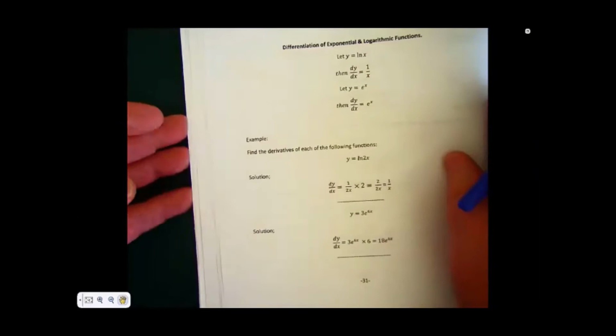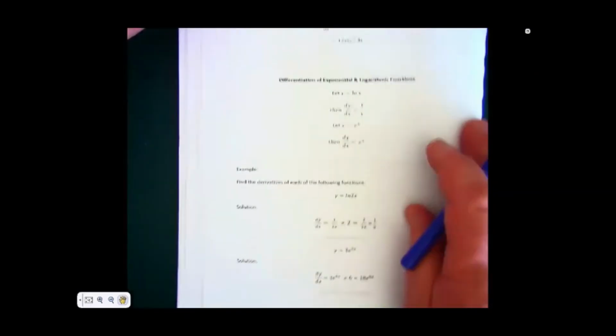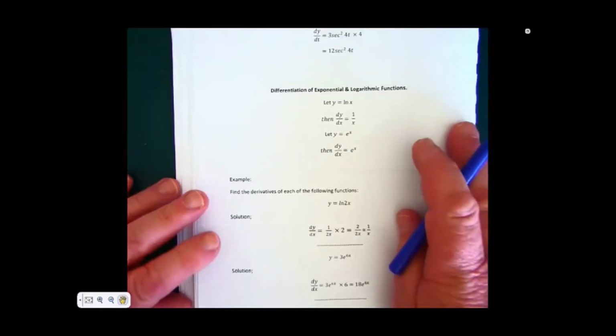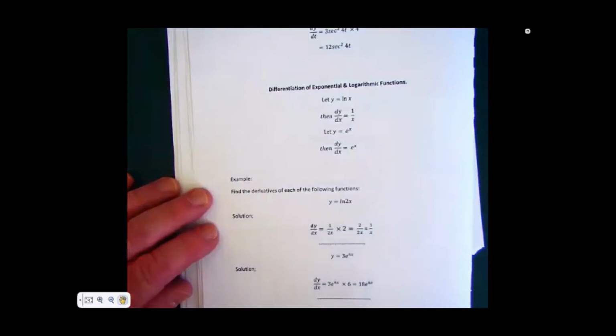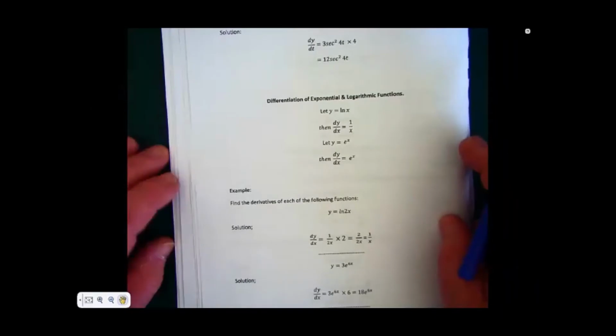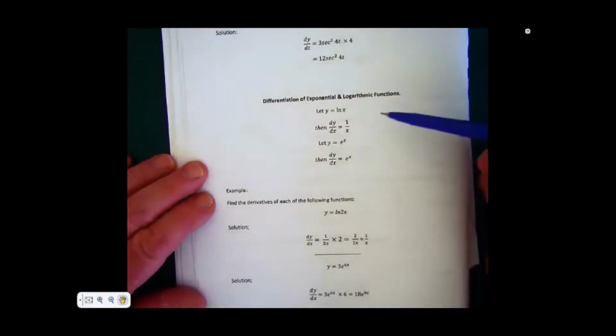Also, you may come across some problems that your lecturer wants you to deal with involving exponential and logarithmic functions. These are sometimes encountered in certain types of problems. Again, get used to them.